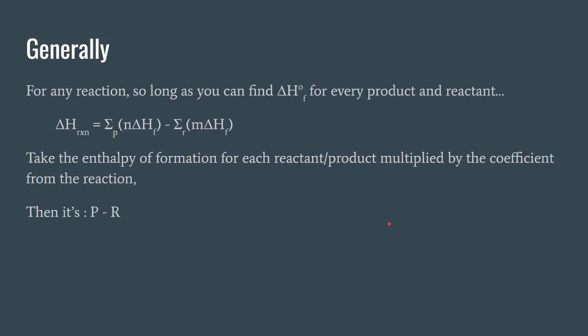So, generally, for any reaction, so long as you can find the standard enthalpy of formation for every product and reactant, then the enthalpy of reaction is going to be products multiplied by their coefficients added together. You take your reactants, multiply them by their coefficients, then add them together. Then products minus reactants.